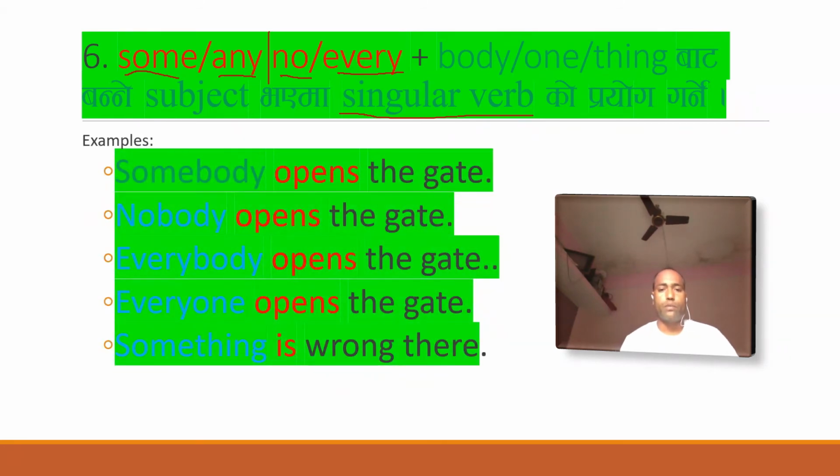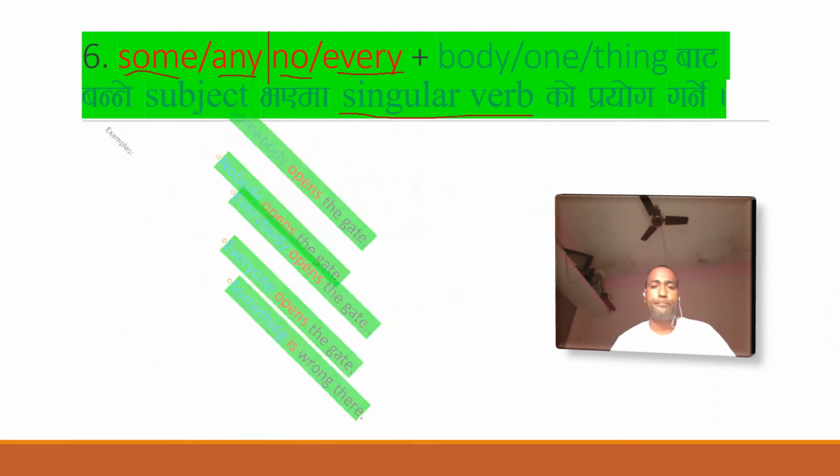Now let us see some of the examples here. So you can see here examples. "Somebody opens the gate." See here, opens the gate. Somebody, and "opens the gate". This is taking a singular verb. "Nobody also opens the gate. Everybody opens the gate. Everyone opens the gate. Something is wrong there." So each of them is taking a singular verb. Okay.